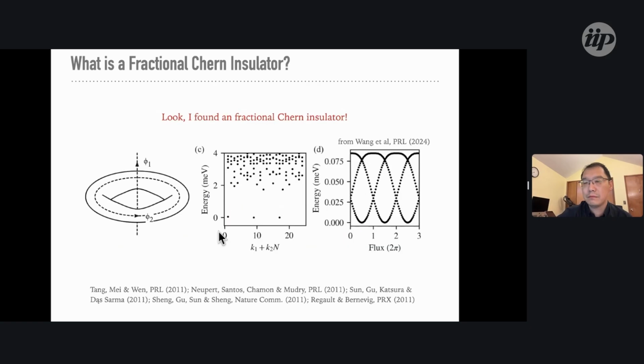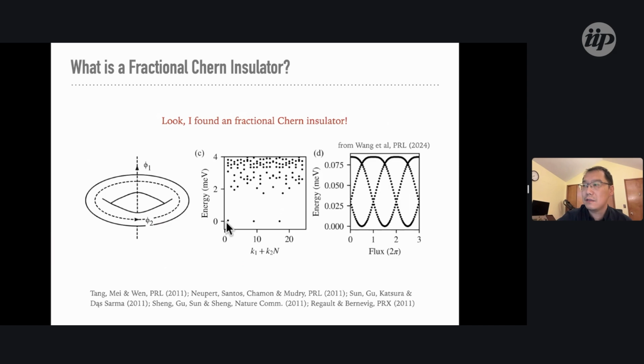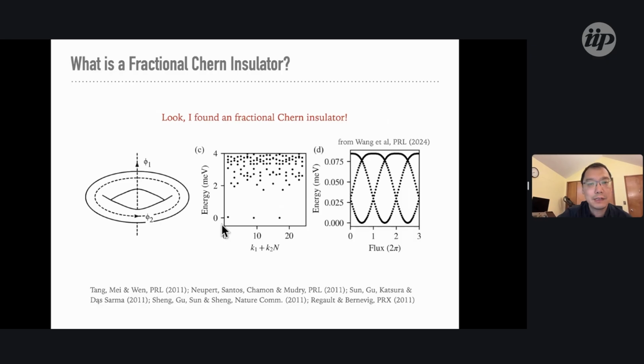So far, in most of the studies, you still have to put things into a computer and do an ED calculation, and then eventually you will see an energy spectrum like the one shown here. This is a very famous threefold degenerate ground state. And if you are trying to be careful, you can also insert a flux and look at how the three ground states evolve as you insert the flux. You can even calculate the many-body Chern number. At this point, you can say, yes, I found a fractional Chern insulator.